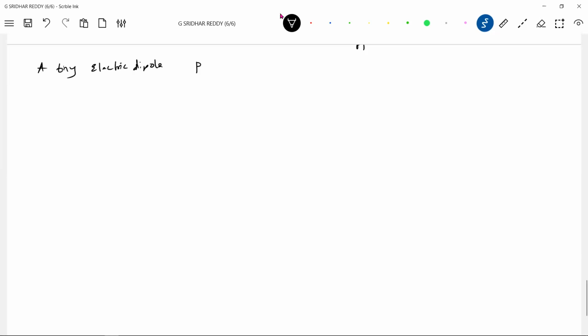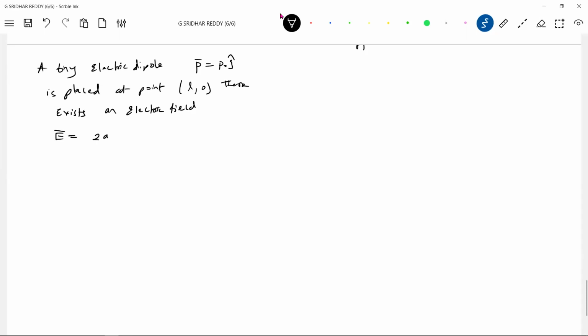A tiny electric dipole P bar equal to P naught j cap is placed at point (L, 0). There exists an electric field E bar equal to 2a x square i cap plus 2b y square plus 2cy. Find the force on the dipole.